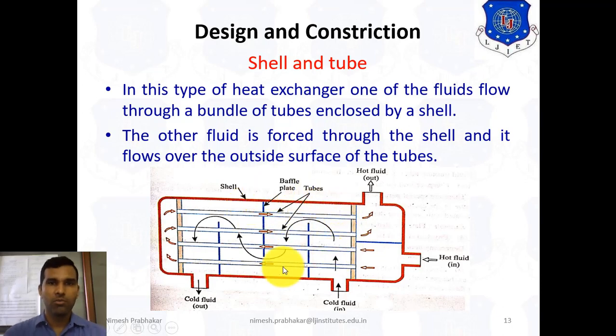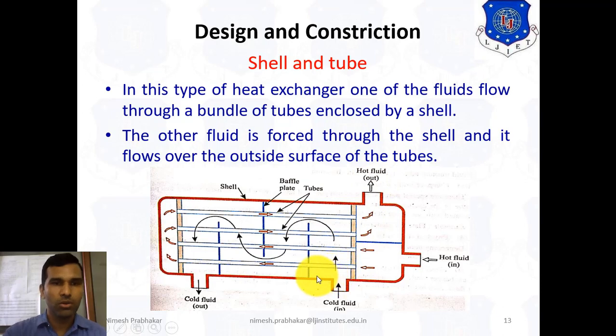Like in one drum we put a number of tubes: 1, 2, 3, 4. Here 4 tubes are taken. So one fluid flows through a bundle of tubes. That means in these tubes one fluid flows, and the other fluid flows in the whole drum, surrounding these tubes. Here we see the cold fluid enters from this direction, and the hot fluid goes out in this direction.